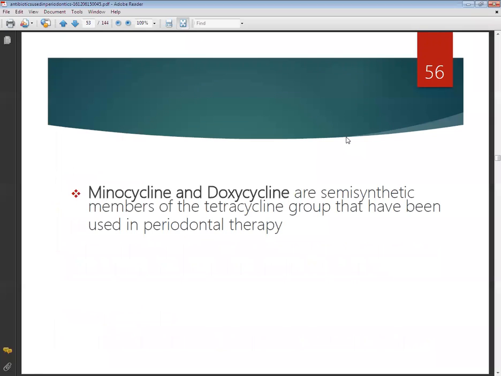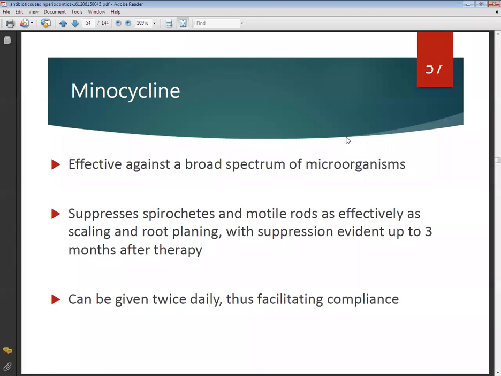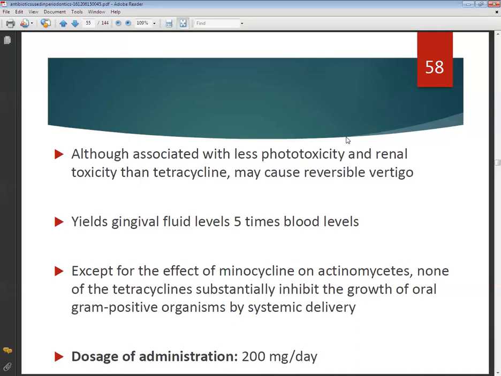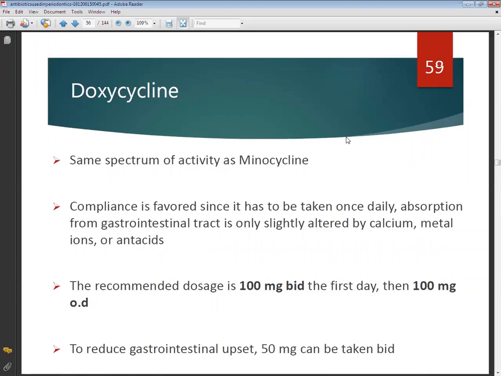The second drugs are minocycline and doxycycline. These drugs are semisynthetic derivatives of the tetracycline group. Minocycline is a broad spectrum antibiotic. It suppresses motile bacteria as well as spirochetes and can be used as an adjunct. The dose of this drug is 200 milligrams twice daily for 7 days.